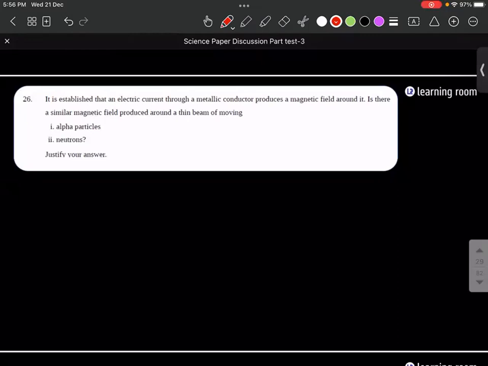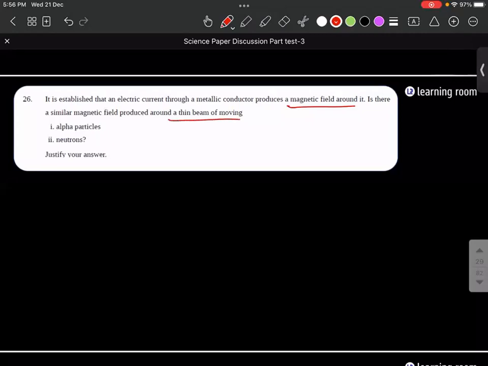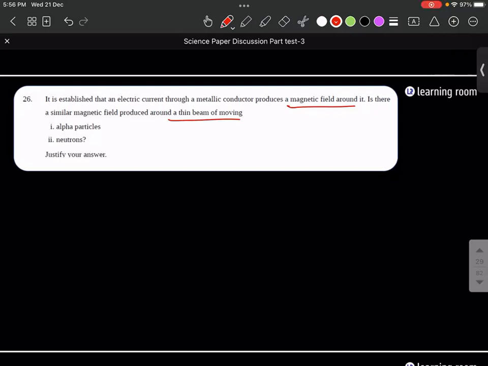It is established that an electric current through a metallic conductor produces a magnetic field around it. Is a similar magnetic field produced around a thin beam of moving alpha particles? 26th. Answer is yes, because alpha particles are charged in nature. Neutrons, no, because they are not charged. So whenever a charged particle is moving, a magnetic field is generated around it.